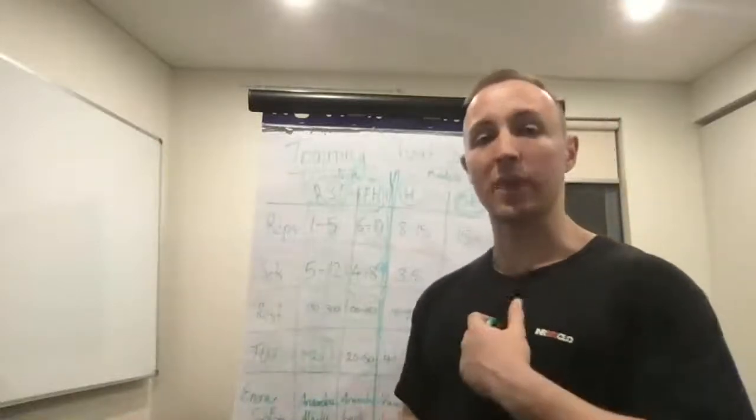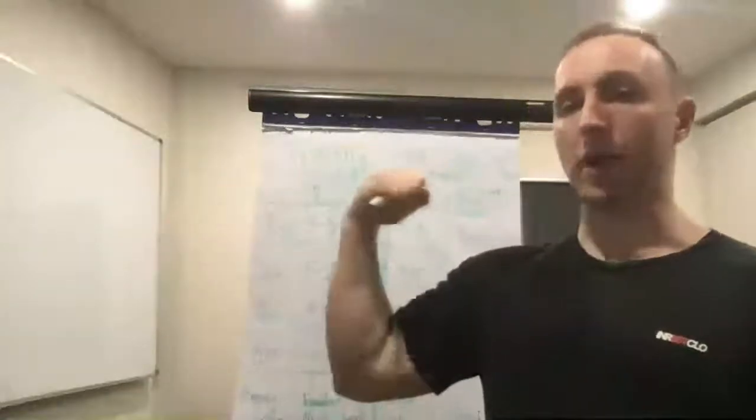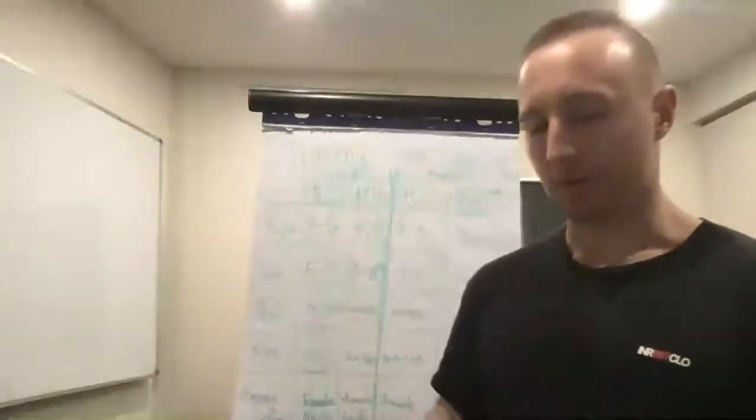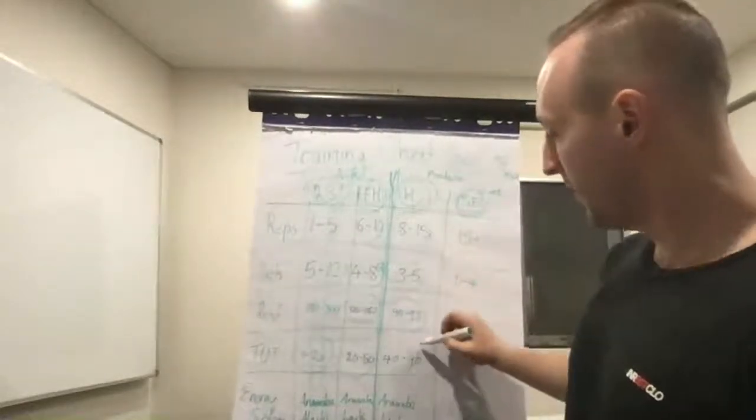So with tempo, 3, 0, 1, 0, so 3 down, 1 up, is the sweet spot to work with. You can add pauses in there to challenge your strength a little bit if you like. Then if you're working hypertrophy, you're working 8 to 15, 3 to 5 sets, 40 to 90 seconds rest, with time and attention of 40 to 90 seconds as well.